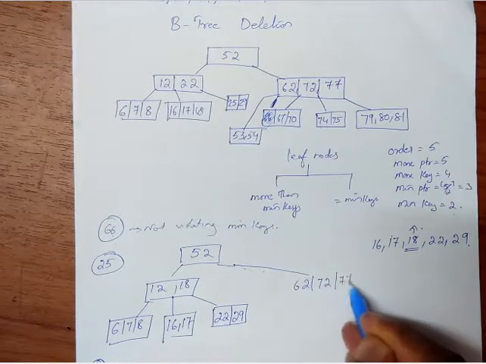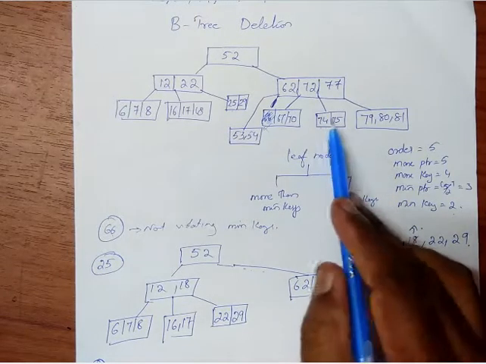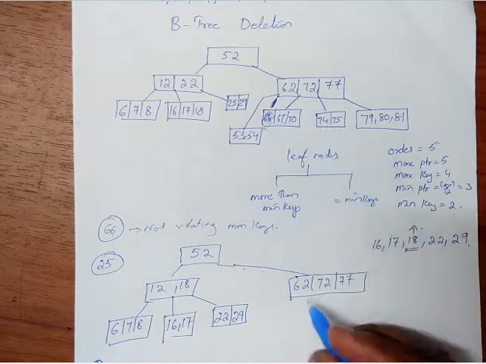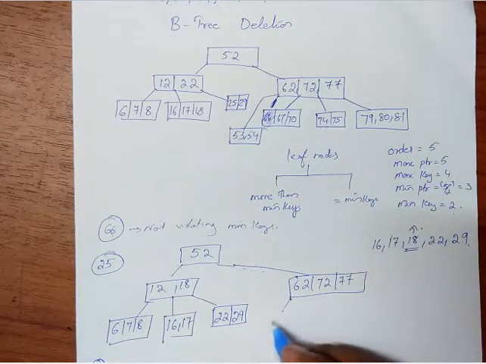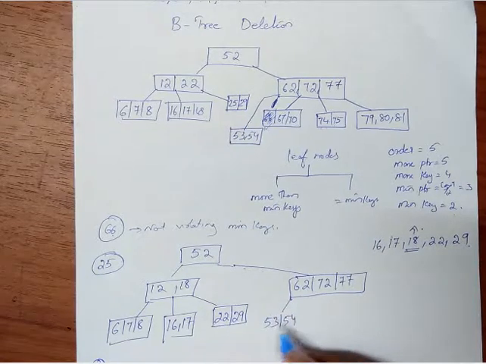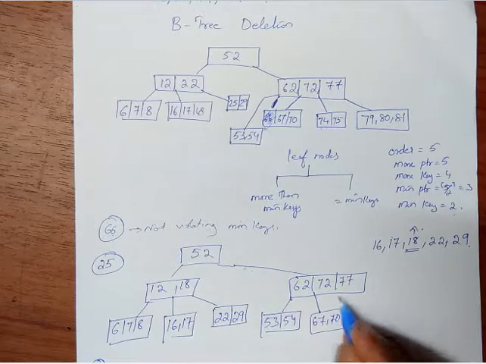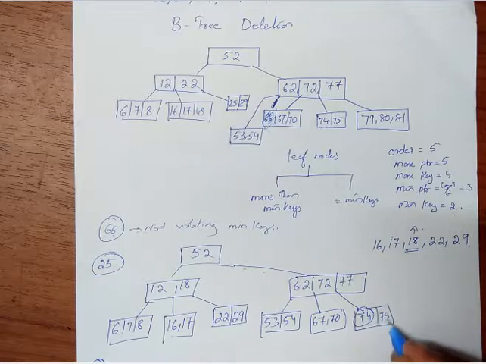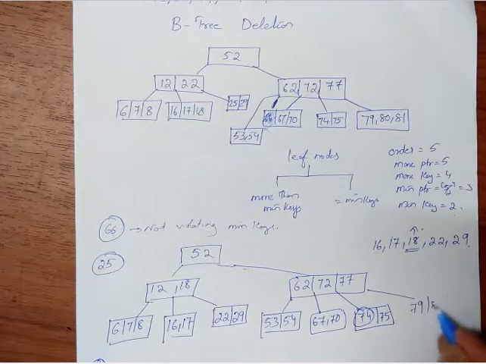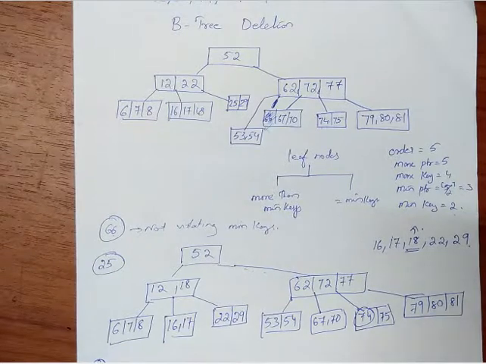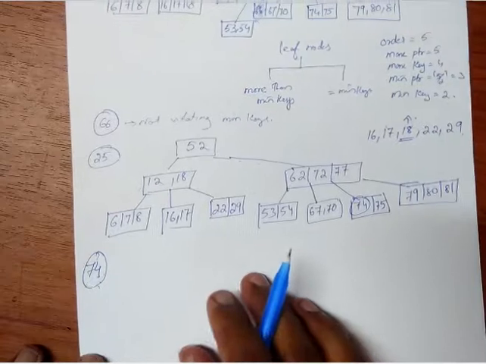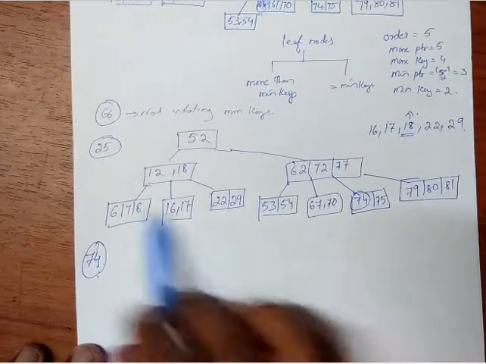So you have to follow it like this. We have to redraw every element in every step. So it becomes 53 and 54, and it is 74, 75. Sorry, 67, 70, 74, 75. 79, 80, 81. Okay, and from here we need to remove the value 74.